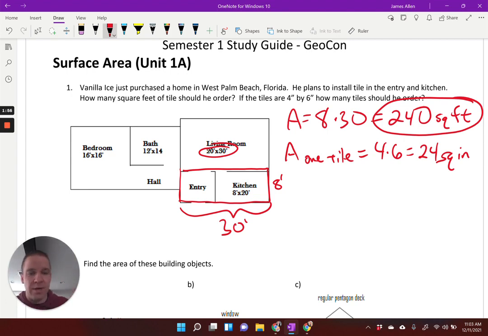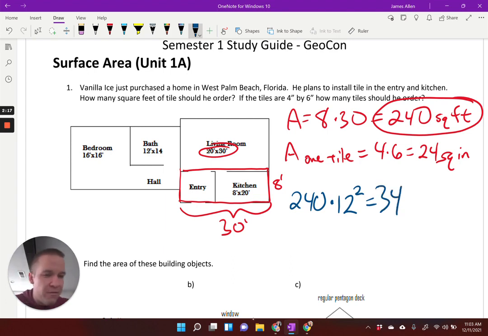I'm going to go ahead and change the area of the entire entry and kitchen to square inches. All right. So if I take 240 times, there's 12 inches in 1 foot, but we're talking area, so our units are squared. So really I'm multiplying by 144. So I'm going to go ahead and plug that into my calculator. 240 times 144. And now I have 34,560 square inches. That is my area right there, but in square inches.